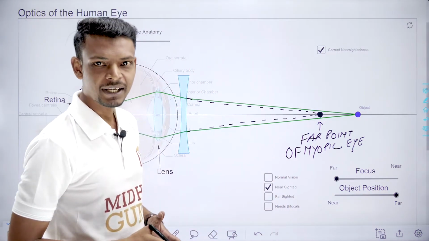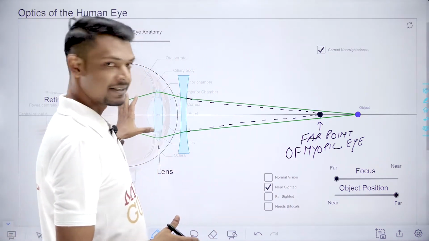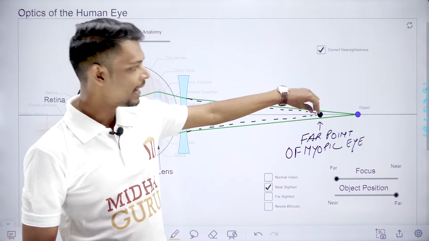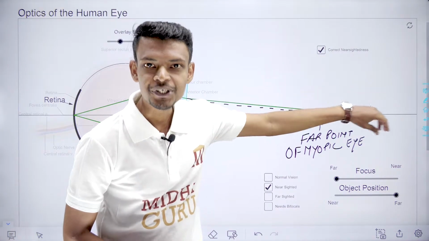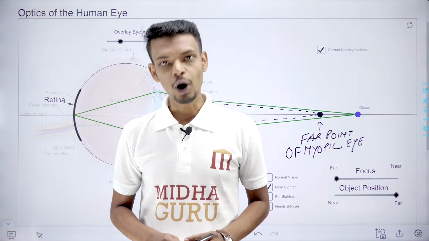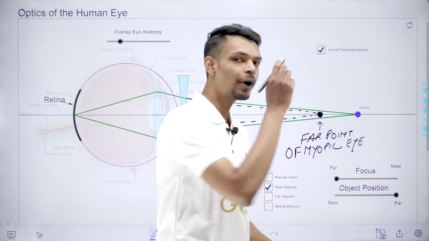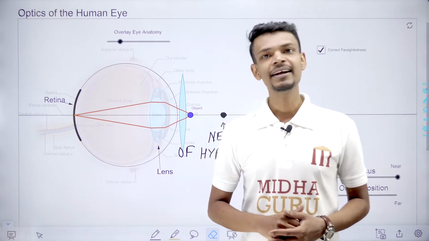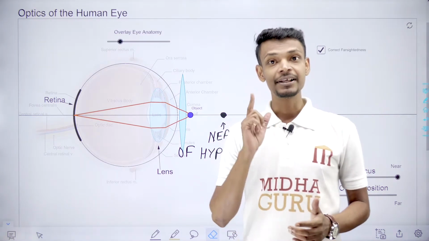What actually is happening here is that this eye perceives that the object is at the far point of the myopic eye and not at its original position. In other words, what myopic eyes see is the image of the object formed at the far point of the myopic eye. In case of hypermetropia, things are slightly different, but the underlying principle is still the same.